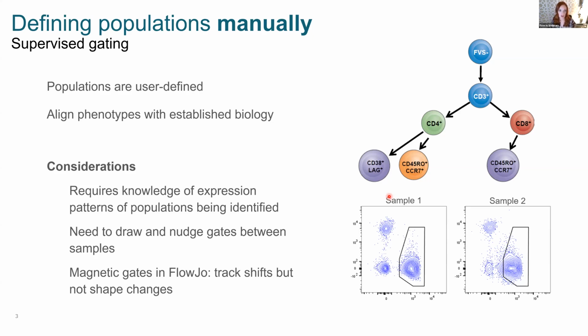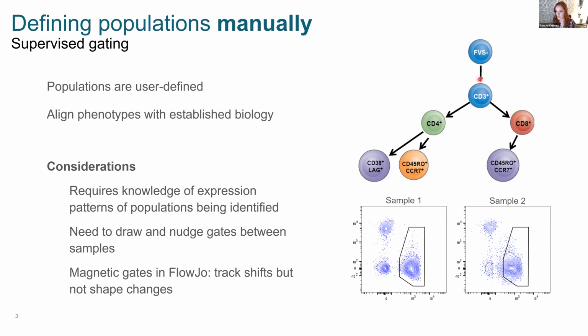So there's, of course, the traditional approach, which is just to define populations manually, right? So a supervised gating approach. So in this case, your populations are user defined, and you're usually following some kind of biology that's established in the literature or in your laboratory. And you go into a flow cytometry gating strategy, something like this, right?